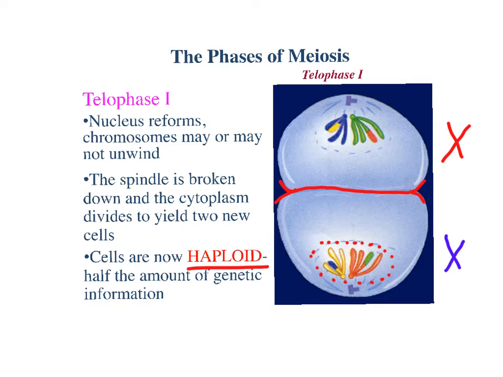They should have 2 full X's. They've got just 1 X now for each homologous pair. They got 1 chromosome from the homologous pair. They have half the material they should. So we now call the cells haploid at the end of telophase 1.